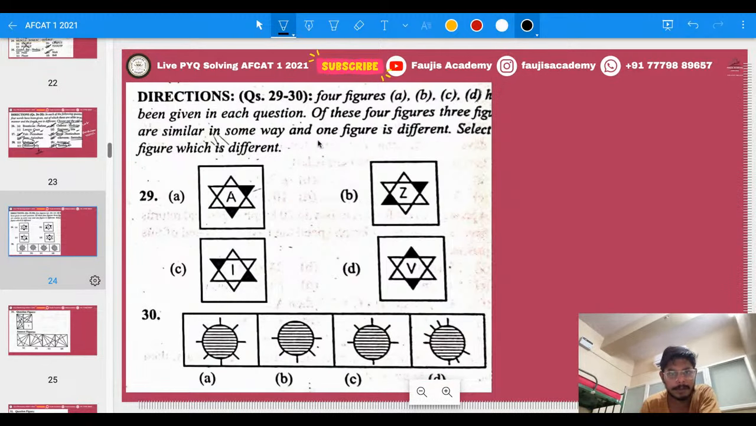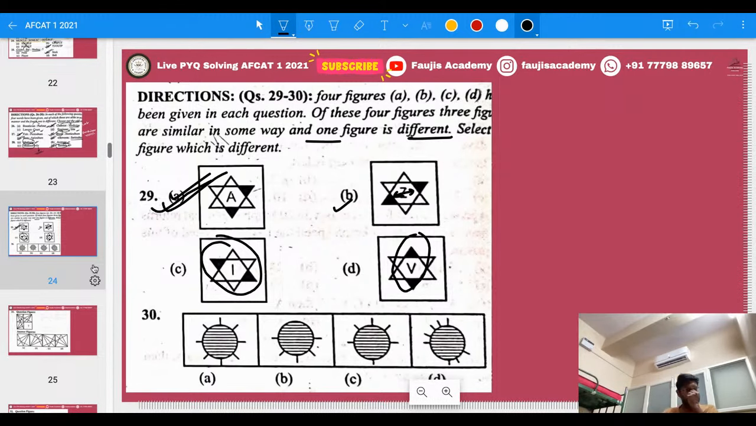29, again we have to find out the odd one out. Three are similar, one is different. Which one is different? Right. In this 29, these two are opposite of each other. These two are opposite of each other. The shaded ones are opposite of each other. Which one will be the answer? 29. A will be the answer, absolutely.